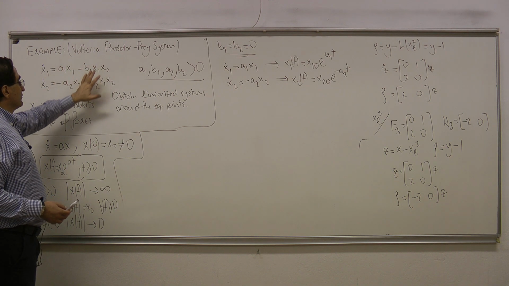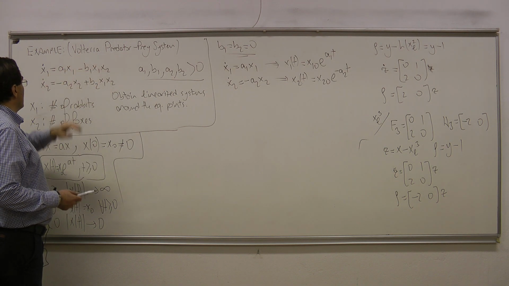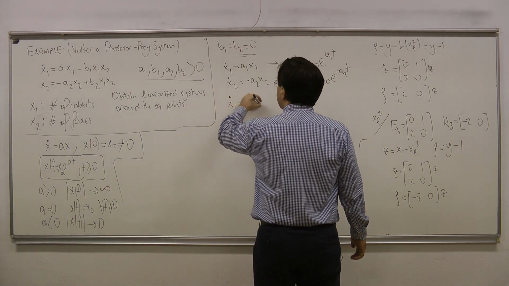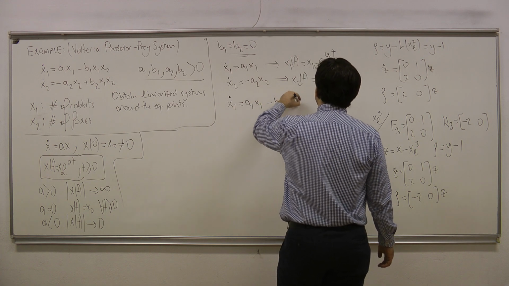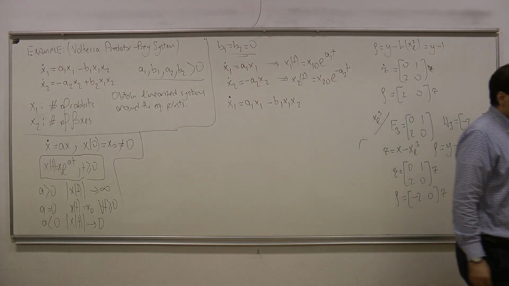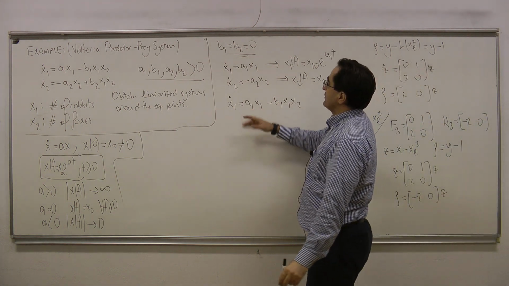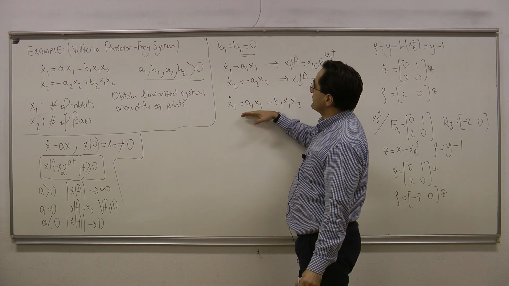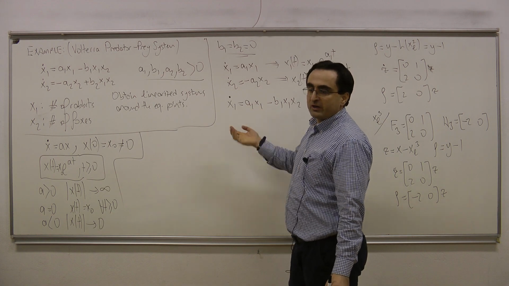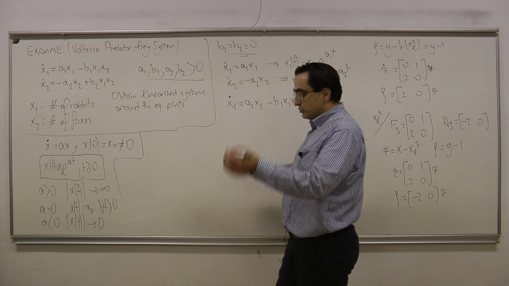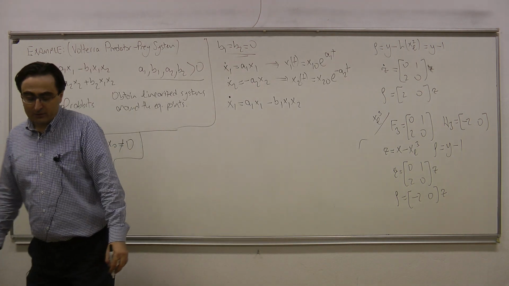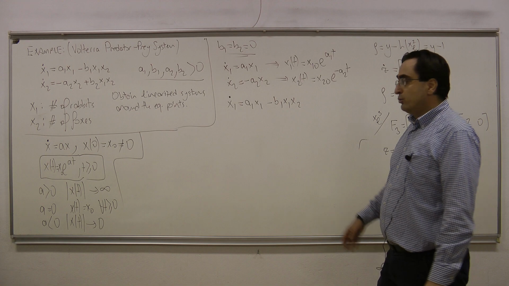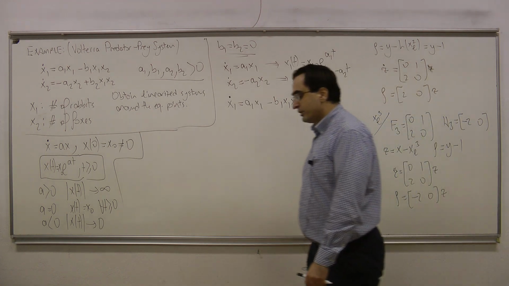Now let us try to understand what the addition of these terms would represent. So in this first equation, a1 x1 minus b1 x1 x2. Okay? Here the right-hand side is the rate of change of the number of rabbits. If the right-hand side is positive, the rate of change of the rabbits would be positive, so the number of rabbits would increase. And if the right-hand side is negative, then the rate of change of the rabbits would be negative, which means that the number of rabbits will decrease.